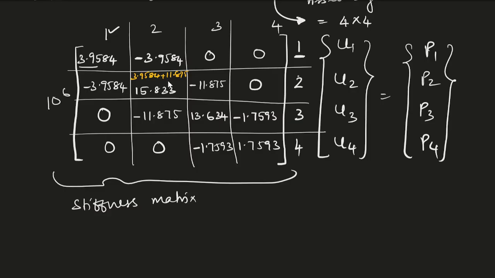The second property is that it is a square matrix. Exactly, we have 1, 2, 3, 4 by 1, 2, 3, 4, so it is a square matrix, and it's a symmetric matrix.